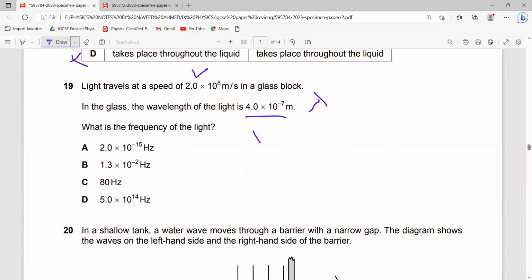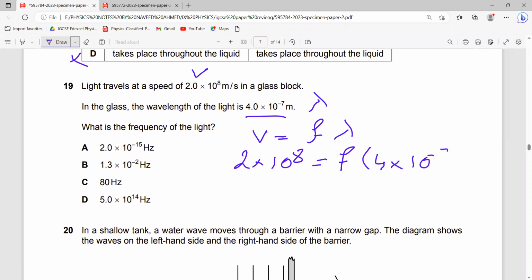So you use the formula v is equal to f lambda. Speed is 2 times 10 power 8, and this is frequency, and wavelength is 4 times 10 power minus 10. So when you solve it, after solving you get 5 times 10 power 14.